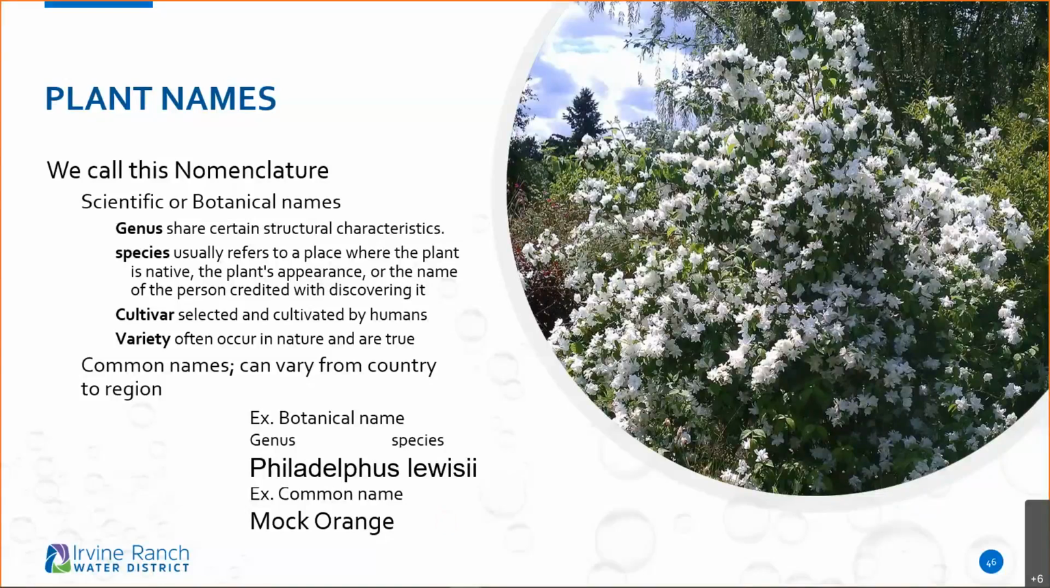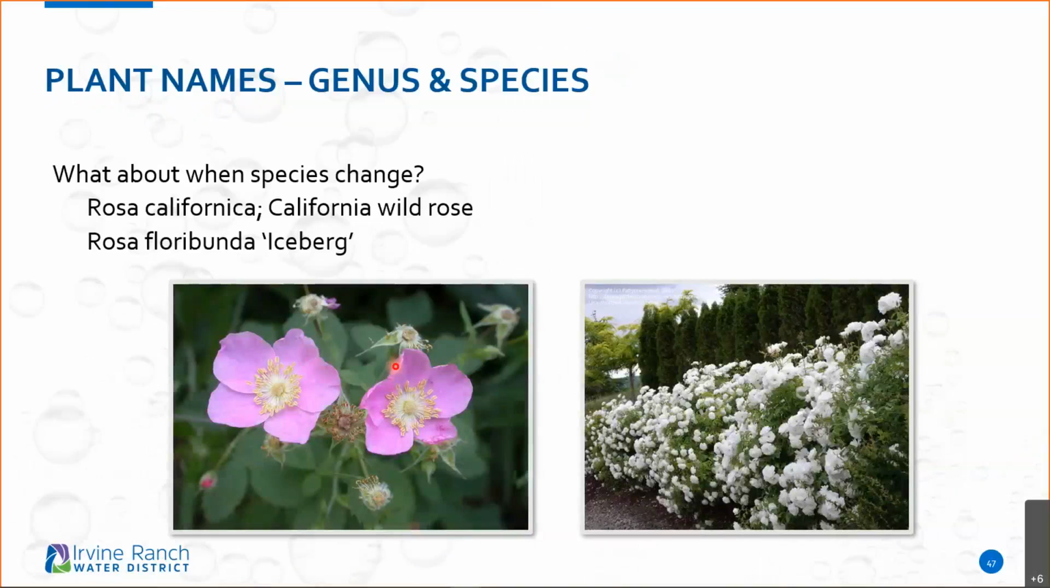Now, with these botanical names, as you can see here, the genus is always capitalized, and of course, the species is lowercase. But let's look at the species. It usually refers to a place where the plant is native to, the plant's appearance, or the name of the person credited with discovering it. This plant was written down in this famous person's little notepad when he saw it out in the wild during the Lewis and Clark expedition. Philadelphus lewisii.